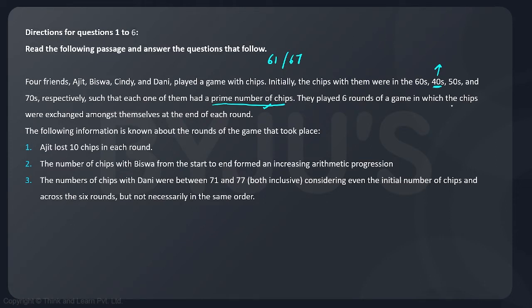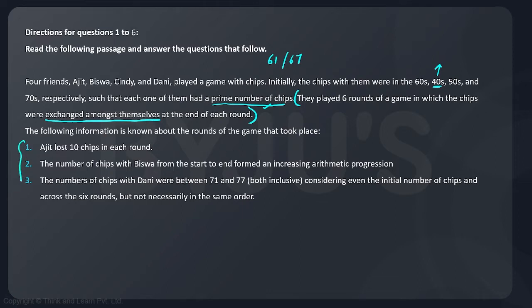They played 6 rounds of a game in which the chips were exchanged among themselves at the end of each round. This is important that the chips were exchanged among themselves. Why is this important? Exchanging the chips amongst themselves means one guy is giving chips to some other guy, who is giving to some other guy. Basically, all chips are distributed amongst themselves only. So the total chips would always remain the same because the chips are not going out of the group, and no chips are coming from outside the group. Everything is within the group, so the total should remain the same.